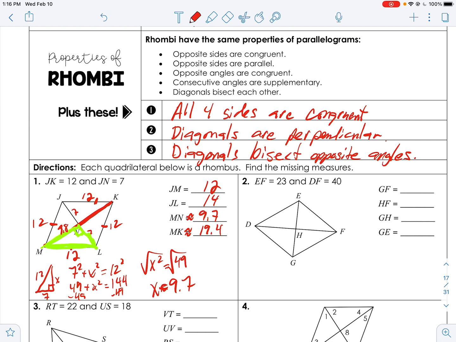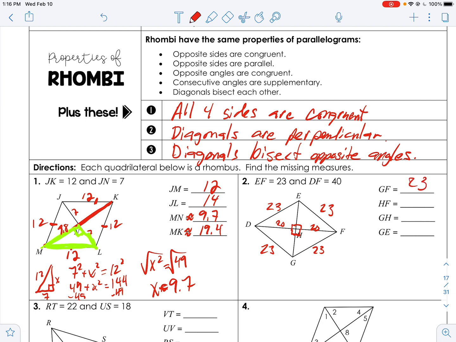Let's go ahead and try number 2. Pause it, and then come back and let's see what you get. Okay, here we go. EF's 23. That means this one's 23, and that one's 23, and that one's 23. And that is a box. Okay. DF is 40, so that means this is 20, and that's 20.